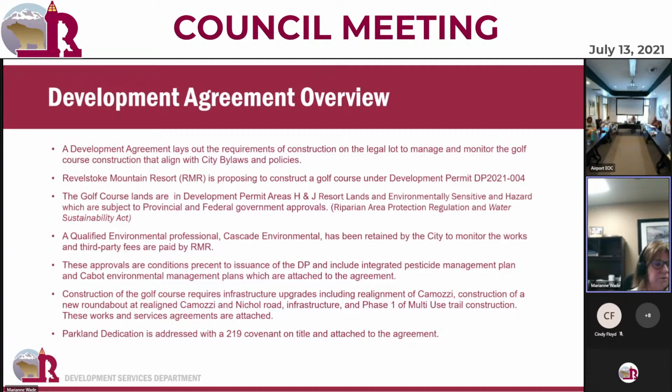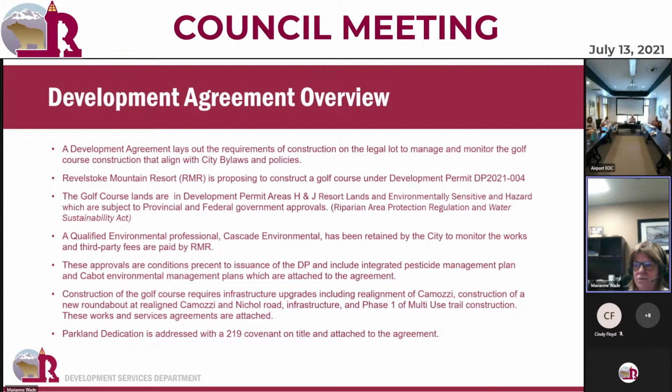The RMR has applied for their development permit, which will be preceding this presentation, and these golf course lands are in development permit areas, in particular that they are in environmentally sensitive and hazardous areas, which are required and subject to prior conditions of approval with the province and the federal agencies, and that falls under our riparian area regulations and the Water Sustainability Act. As part of our construction and monitoring and approval, qualified environmental professional, Cascade Environmental, has been hired as a third party. They've been retained by the city to oversee the plans and provide comments as we go through the approval process. And as we go into the construction process, they will be monitoring the construction for alignment with federal, provincial, and also city bylaws.